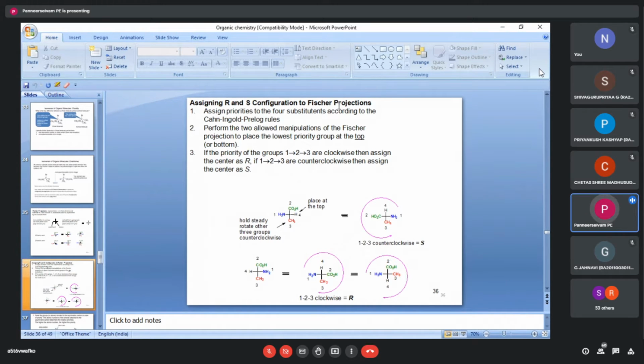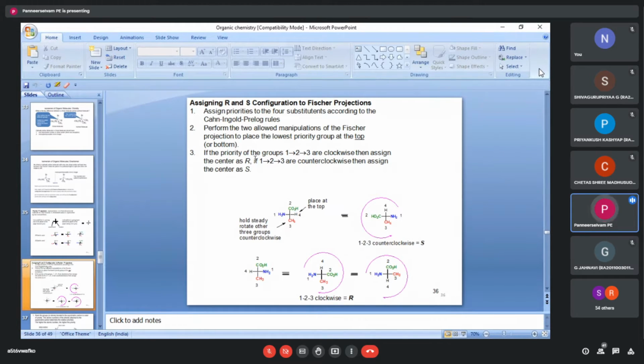First, for any organic compound we should write the Fischer projection pattern, the vertical-horizontal model, like assigning the priority of the four substituents according to the CIP rules, the Cahn-Ingold-Prelog rules. The rules say that we are allowed to manipulate the Fischer projection to place the lowest priority group at the top or bottom.